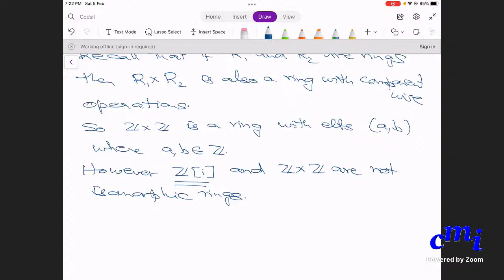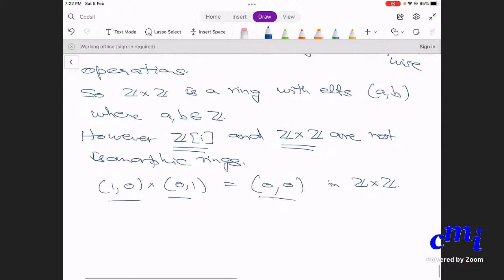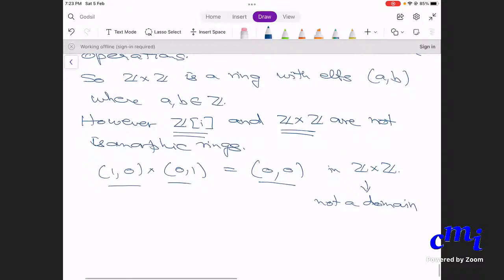But Z cross Z is not an integral domain, because if you take the element (1, 0) times (0, 1) in Z cross Z, you have to multiply component-wise. So 1 times 0, 0 times 1, right, in Z cross Z. So here you have two elements in Z cross Z whose product is 0, but neither of these two elements is 0. So Z cross Z is not an integral domain. But Zi is. So these are very different things.